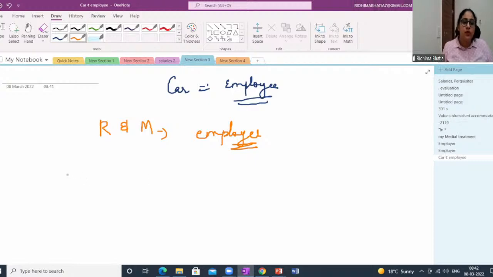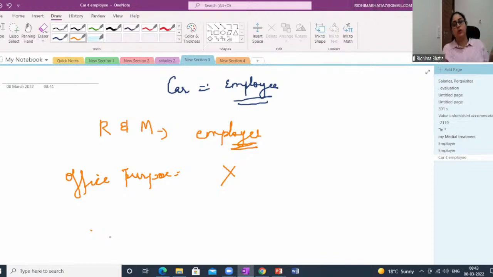So if running and maintenance is provided by employer and the car is used for only official purpose, then whether there would be any taxable perquisite? No. Why? Because official purpose ke liye I am providing you the kharcha. You have not derived any personal benefit. So employee's car used totally for official purpose, even if running and maintenance is provided by employer, no perquisite.